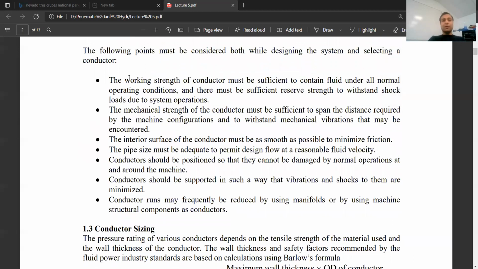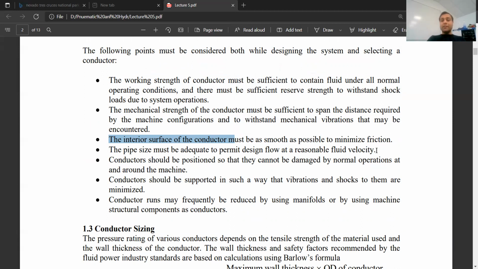We need to make sure the working strength of the conducting material, which is transferring the fluid from point A to B, is suitable. We need to have a look at the mechanical stress, which should be suitable. It should be able to withstand the vibration and everything. To avoid the losses, the interior surface should be as smooth as possible. There shouldn't be any friction.